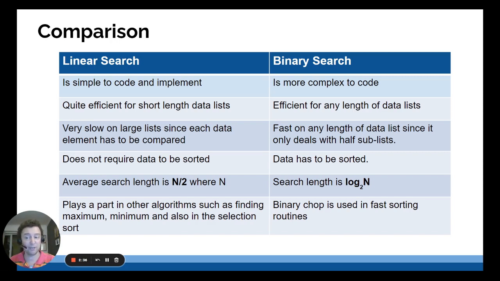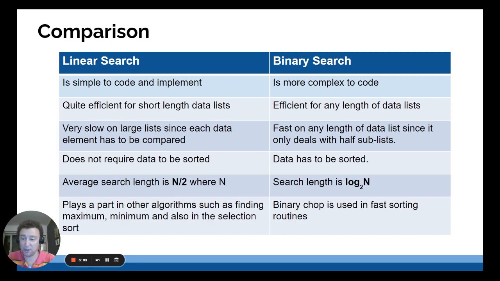Linear search, however, has the advantage that it doesn't have to be sorted. Binary search does. We talked about the average search length already there. And another advantage of linear search is that it's part of other standard algorithms. So finding max, finding min, and also in a selection sort, which is one of your other lessons in advanced higher. Binary search is also something called a binary chop.